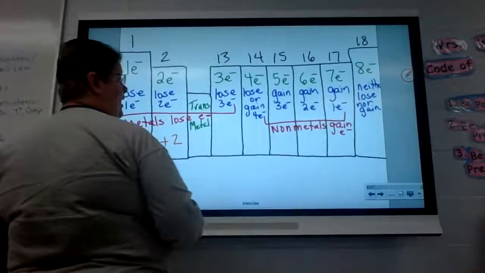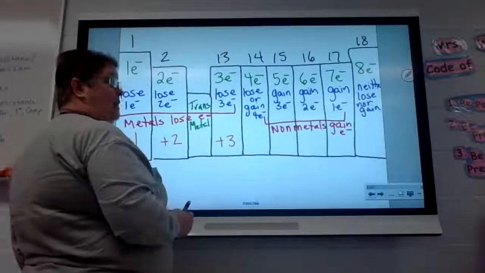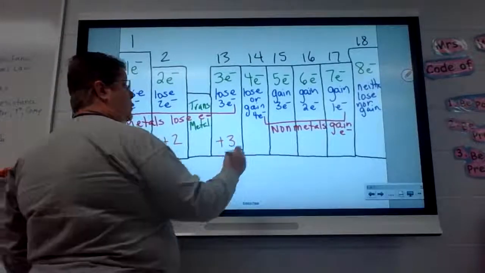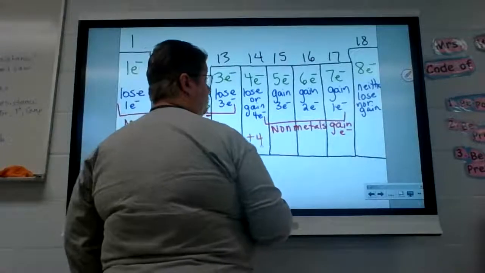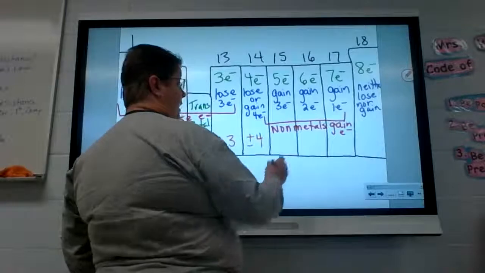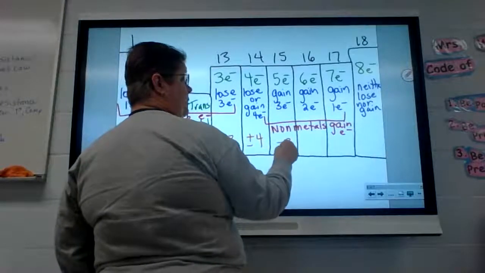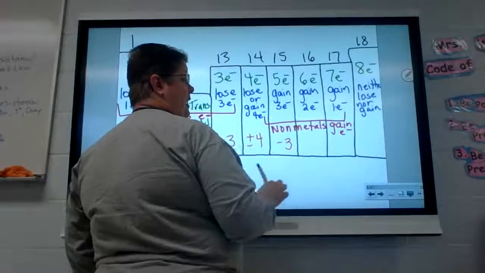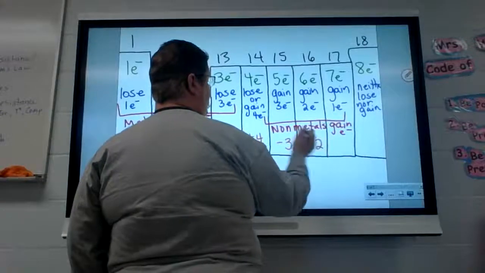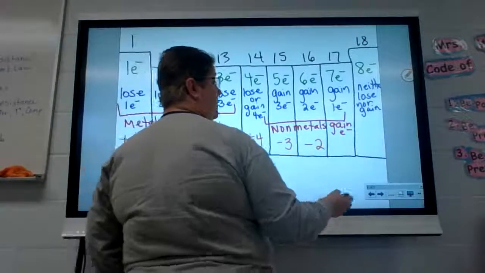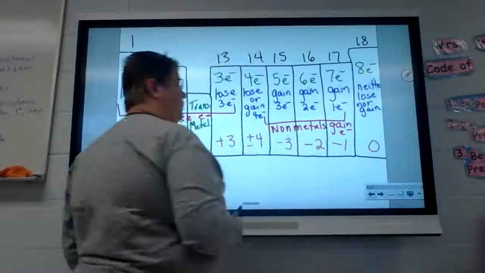Group 13 has an oxidation number of what? +3. Group 14 has an oxidation number of what? Plus or minus 4. Group 15 has what? -3, because we have a what right here? Gain. Gain means negative. Group 16 is, I heard it out there, -2. Group 17 is -1. And group 18 will be what? 0.